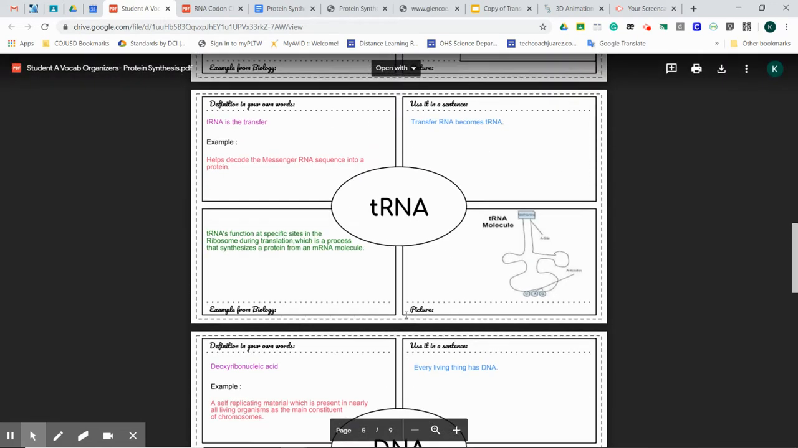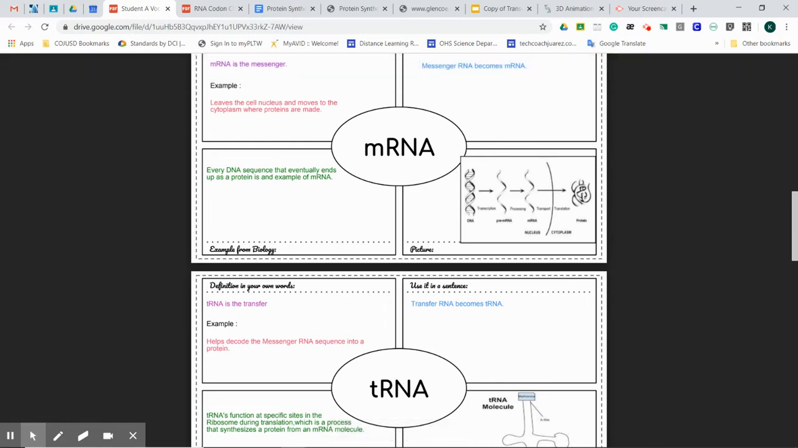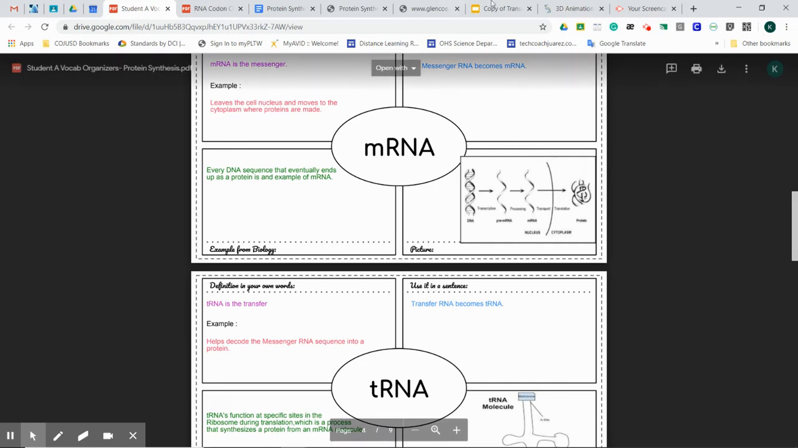We revisited DNA as well, and there are several more terms. So if you need to pull that up, I just wanted to remind you that you have this resource. You created it for a reason. Use it, study from it, use it to complete this activity successfully.